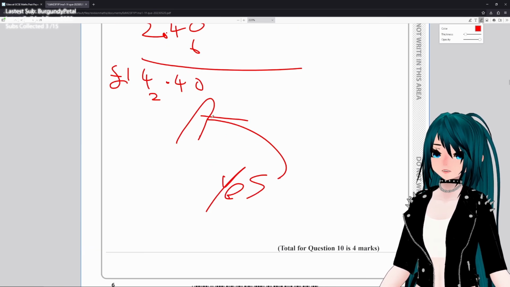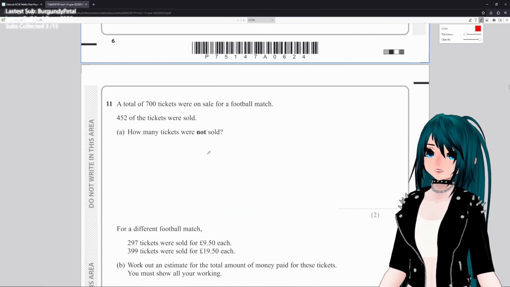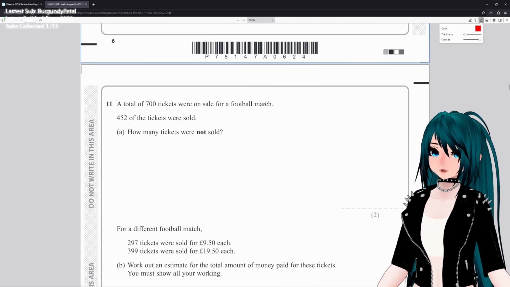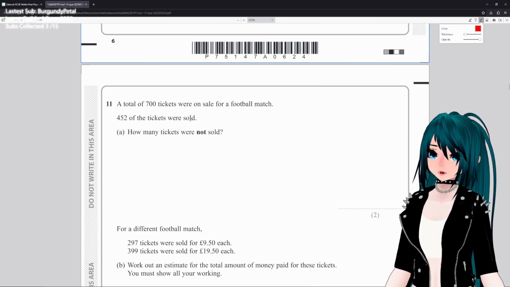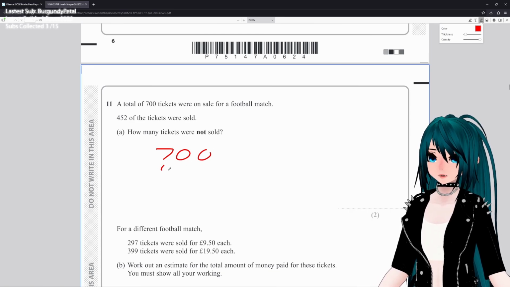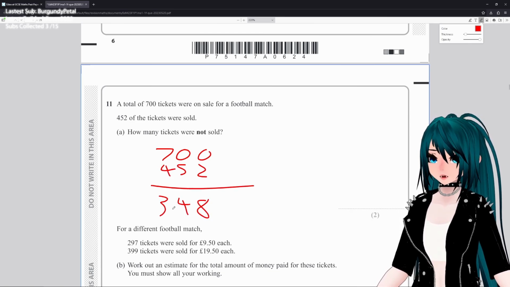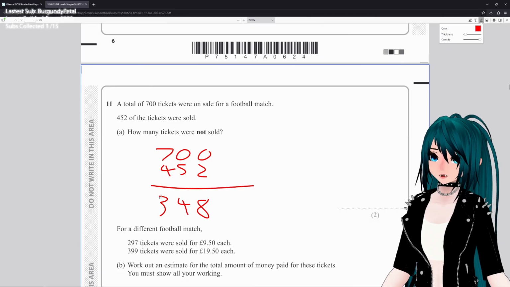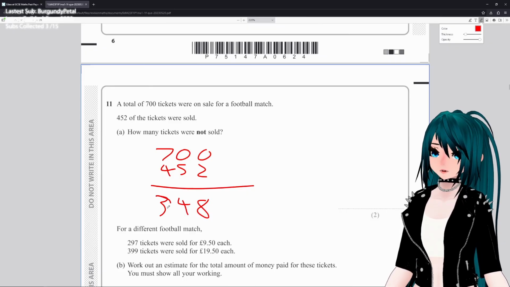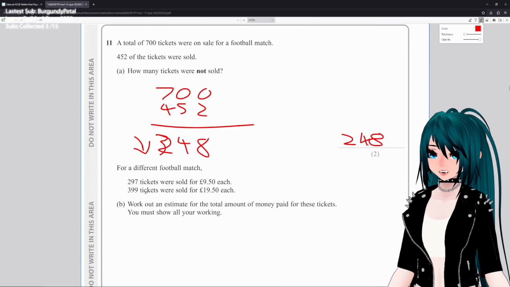Yes. And then we point an arrow up to, this is how much she's spending. A total of 700 tickets were on sale for a football match. 452 was sold. How many tickets were not sold? Okay, we just do 700 minus 452. It's 348, right? Or is it 248? No, it's 248.